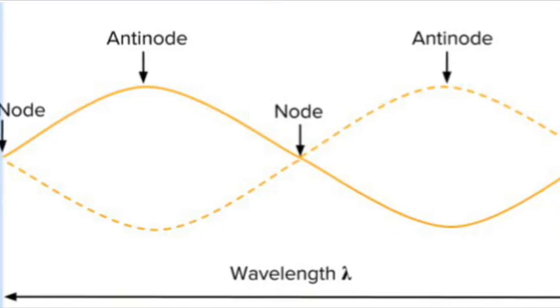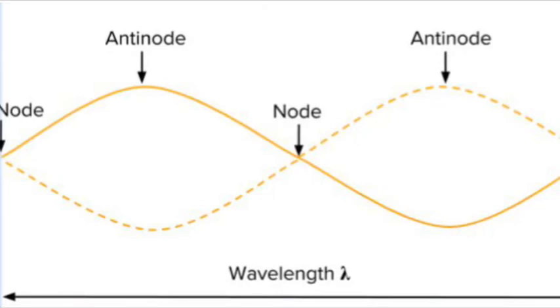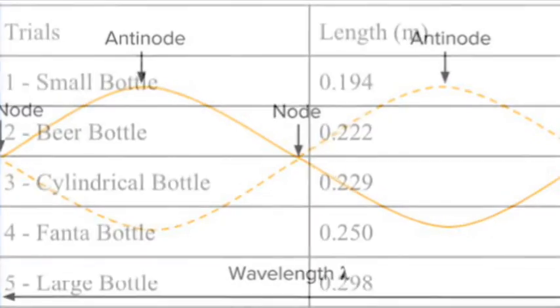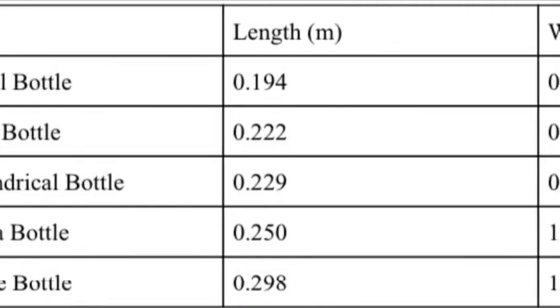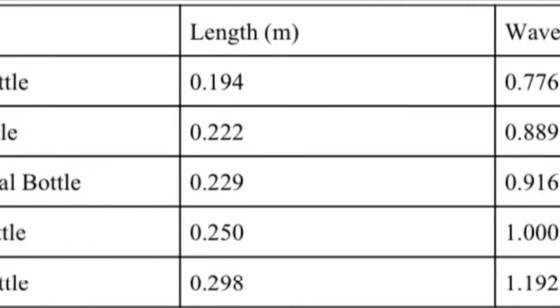As you can see from the diagram on the screen, the distance from a node to the antinode, the length of the bottle, is only 1/4 of the wavelength. The measured lengths and wavelengths for each trial are shown in this table.